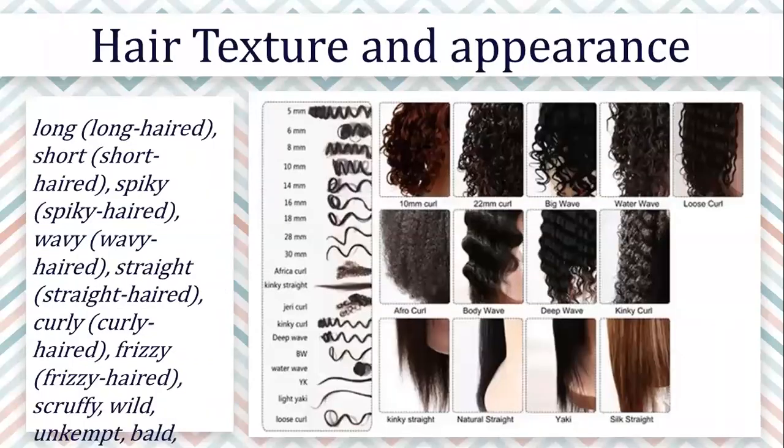Then comes the texture and the appearance. The appearance of the hair can be wild, scruffy, unkempt, or straight, long, mid-length, or maybe very short. The texture may be straight or curly, rough, frizzy, or spiky. It can be any kind of texture, or maybe they're silky.